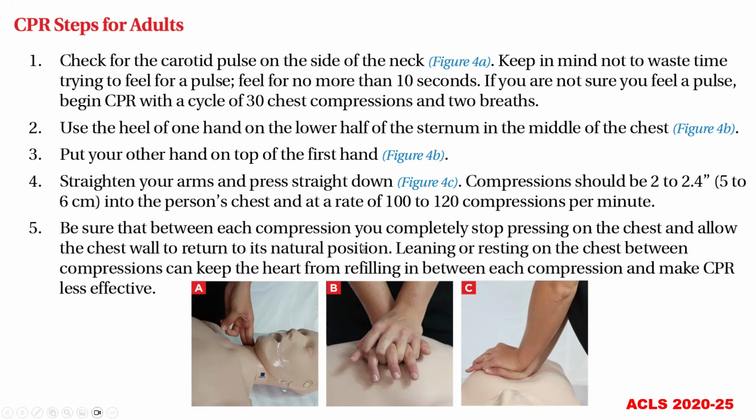Use the heel of one hand on the lower half of the sternum in the middle of the chest. Put your other hand on top of the first hand. Straighten your arms and press straight down. There should not be any bending at the elbows. Compression should be 2 to 2.4 inches, which translates into 5 to 6 centimeters, into the person's chest at a rate of 100 to 120 compressions per minute.